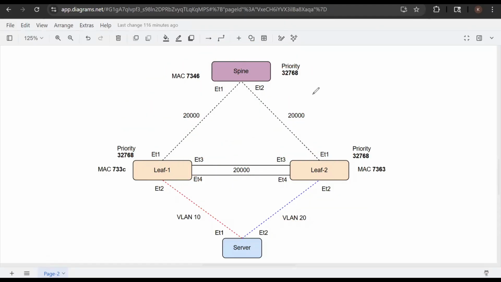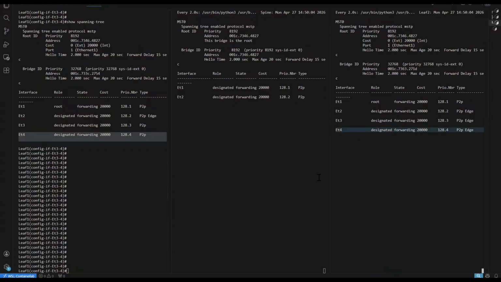So we have to be careful when configuring the BPDU filter. So let me now go to the next test case, which is the loop guard.